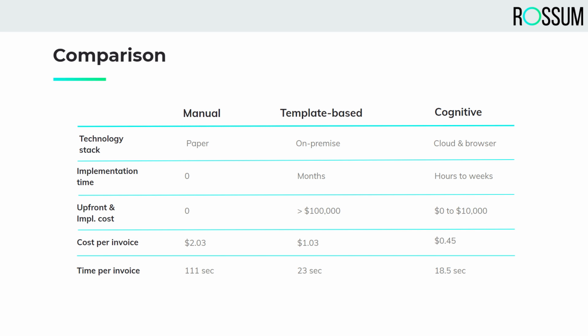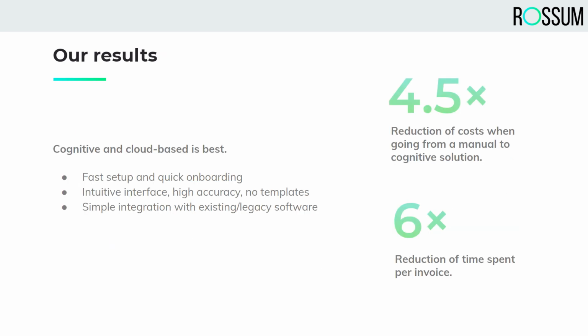You can also read more about these calculations in the helpful links at the end. Today, moving from a fully manual process to a cognitive data capture service for our model company means a staggering 4.5x reduction of costs for an AP process.